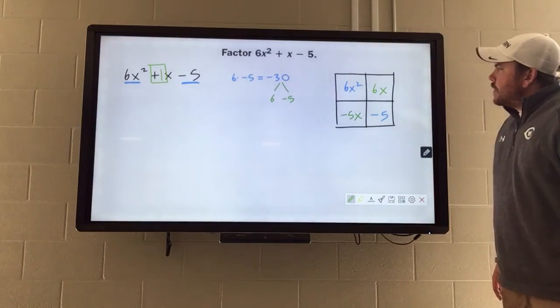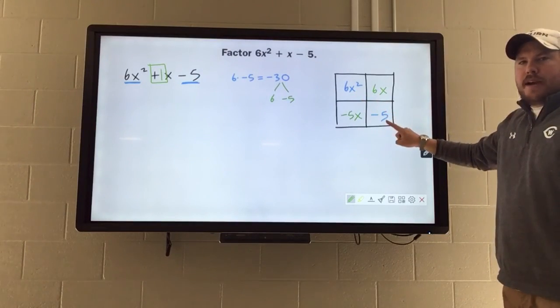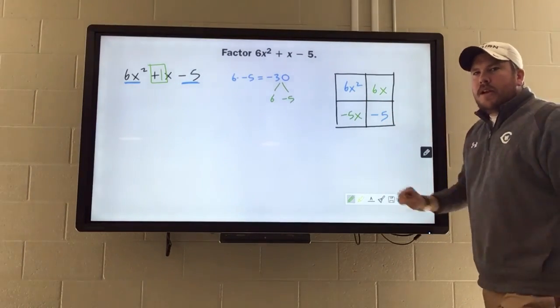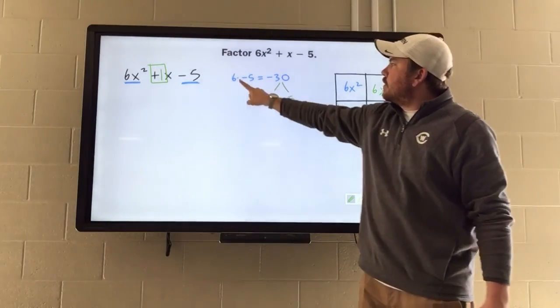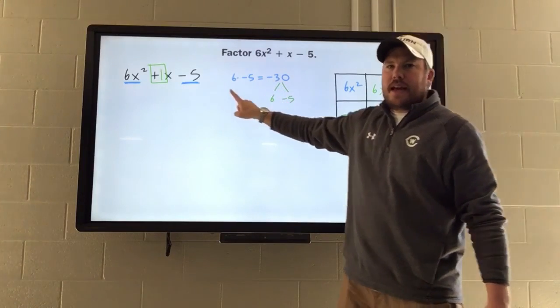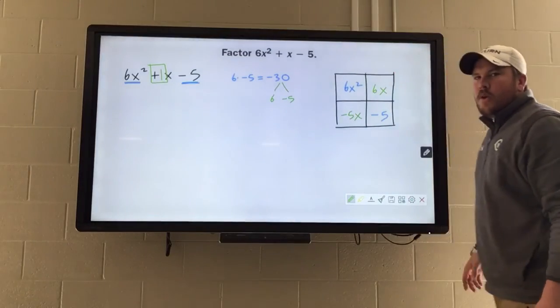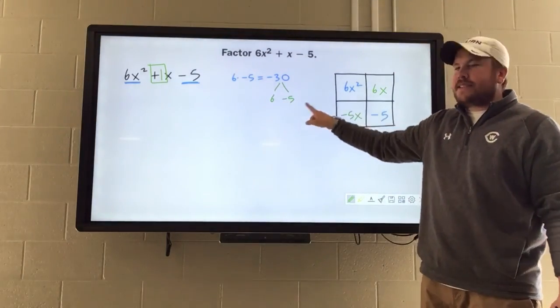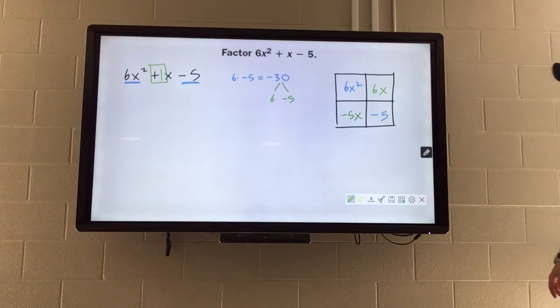Great. So we set up our box. The first term goes top left, last term bottom right. We then multiply the coefficient of the first term and the last term. So 6 times -5 to give us -30. And we need factors of -30 that add to +1. Once we find those numbers, in this case it was 6 and -5, we put them into our box and attach a variable to both. Great. We have the box all set up.